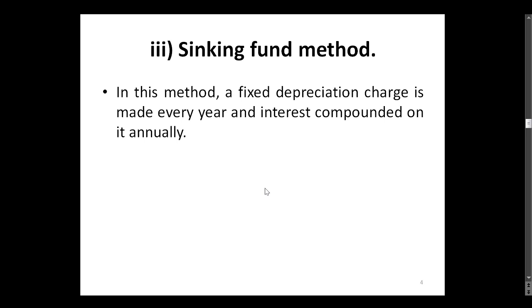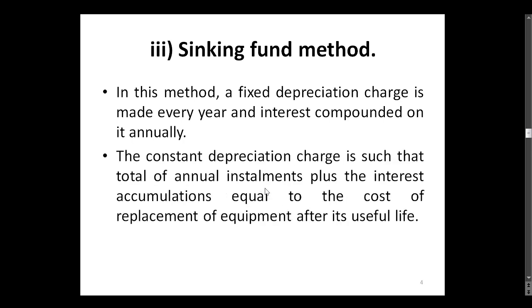In this method, a fixed depreciation charge is made every year and interest compounded on it annually. The constant depreciation charge is such that the total of annual installments plus the interest accumulations equal to the cost of replacement of equipment after its useful life.